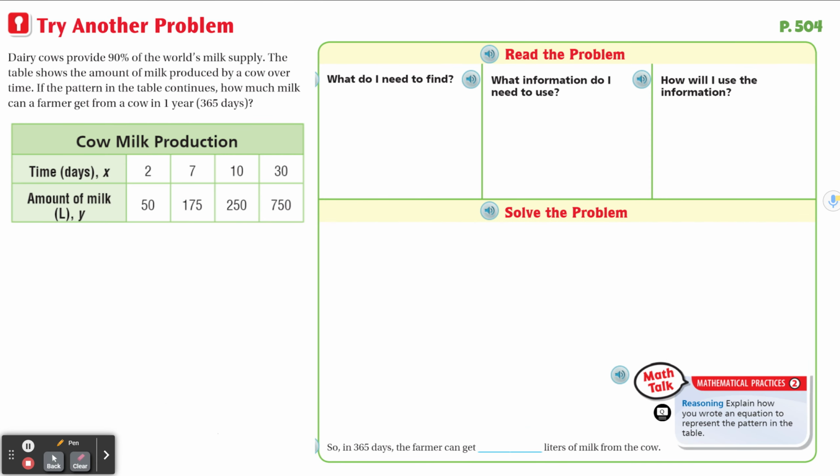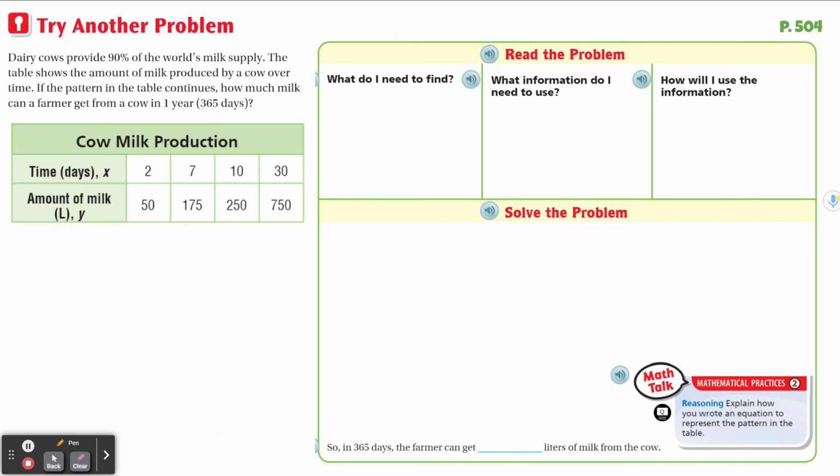All right, go ahead, flip the page, and we're going to look at page 504. And we're going to do this one that says try another problem. So dairy cows provide 90% of the world's milk supply. The table shows the amount of milk produced by a cow over time. If the pattern in the table continues, how much milk can the farmer get from a cow in 1 year, which is 365 days?